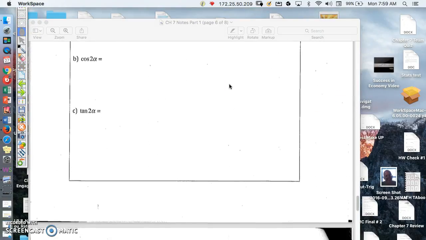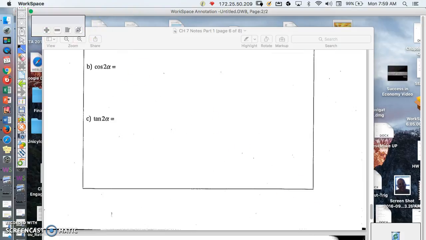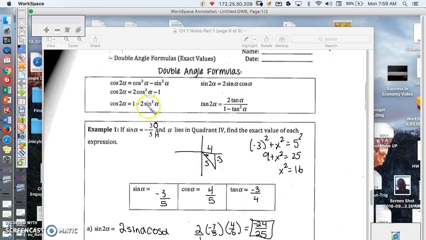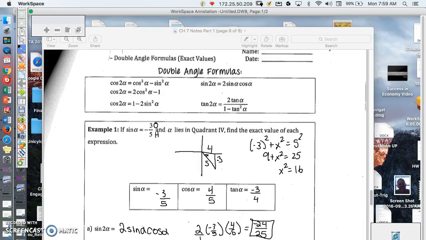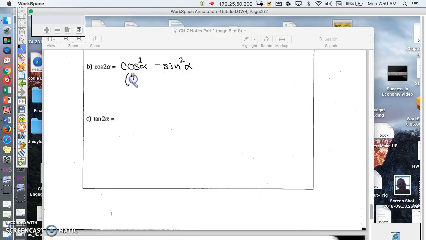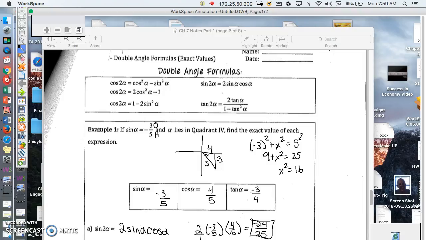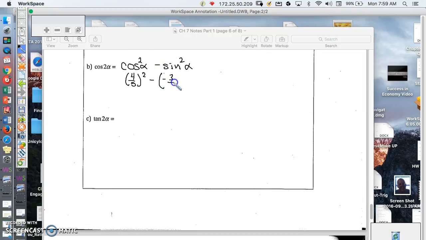So the next part we're going to look at here is the cosine of 2 alpha. And you'll notice that there's 3 different formulas you can use. And you can use any one and you get the same answer. So let's say we use cosine squared of alpha minus sine squared of alpha. Let me double check, is it? Yep, it's minus. Okay, so cosine is 4/5. So we have 4/5 squared minus, let's see, that's 3/5. So we have -3/5 squared. So this is 16/25 minus 9/25, and we end up with 7/25.